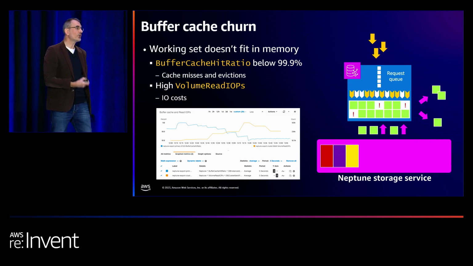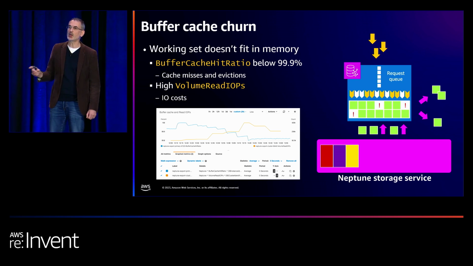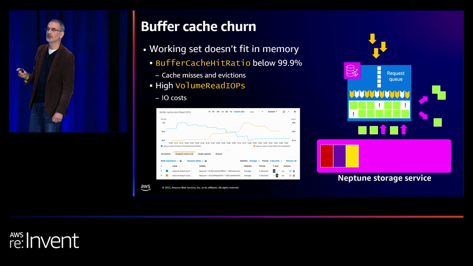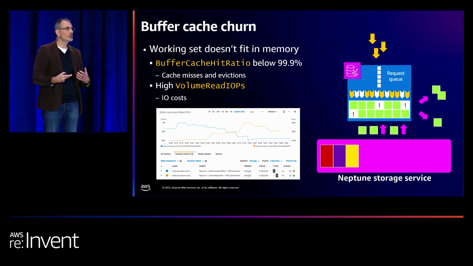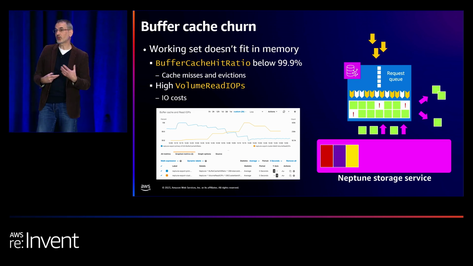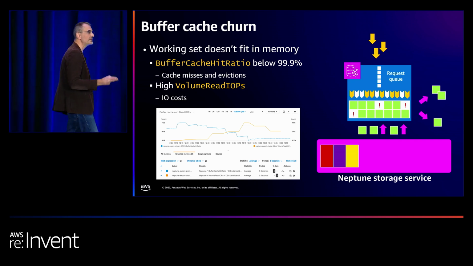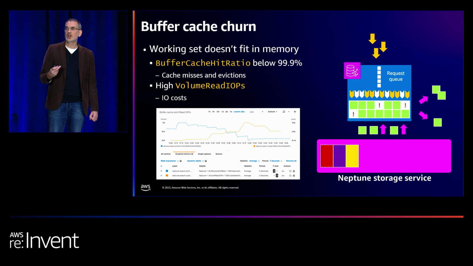But there's also a cost implication, because one of Neptune's charging dimensions is the number of I/O operations. So if you're experiencing a lot of buffer cache churn, you're potentially racking up costs along that dimension because you're constantly going down to the storage layer. So this is an indication that you may want to scale for a larger buffer cache, for more memory.